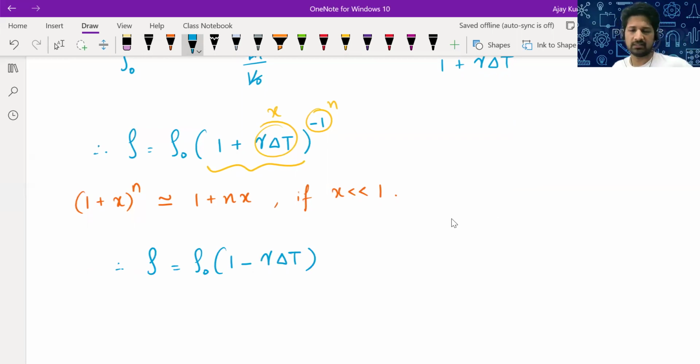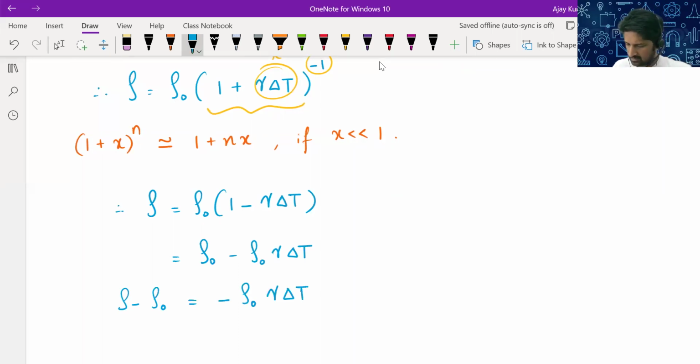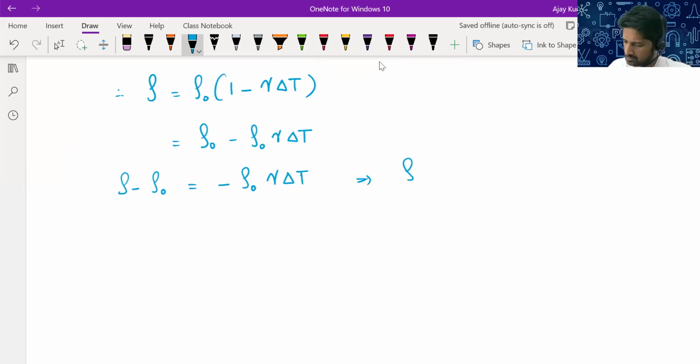So volume, it is V naught into 1 plus gamma delta T. Density will be rho naught into 1 minus gamma delta T. So if we raise temperature, volume increases, density decreases. Okay. And you can readjust this equation also. Rho naught minus rho naught gamma delta T. So send rho naught to the other side. You get rho minus rho naught is equal to minus rho naught gamma delta T. Now divide by rho naught. Rho minus rho naught divided by rho naught is minus gamma delta T. You can write it like that also. Fine.